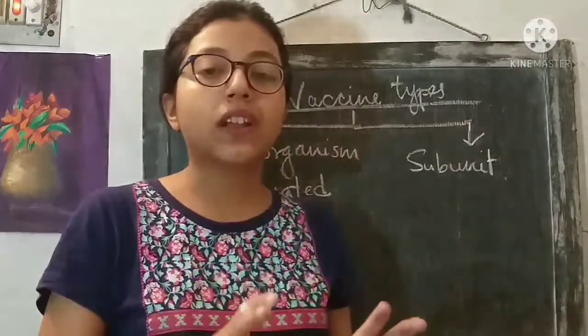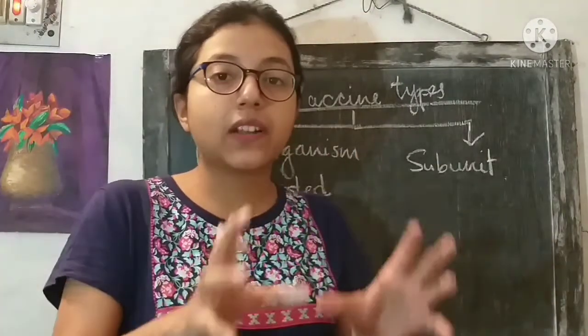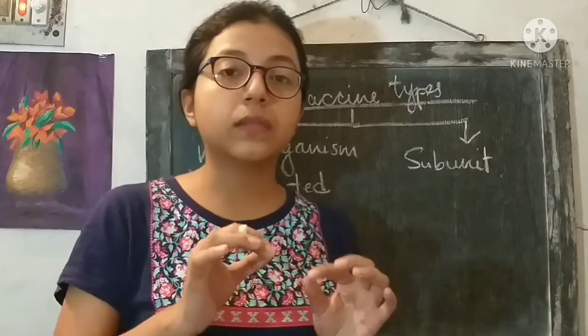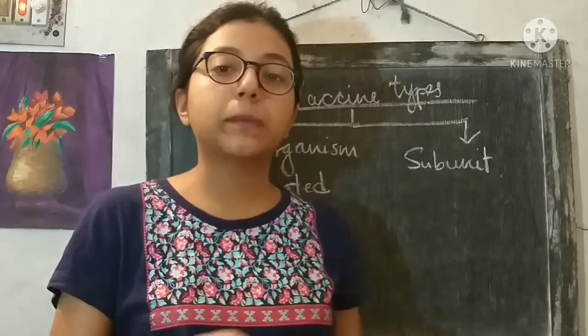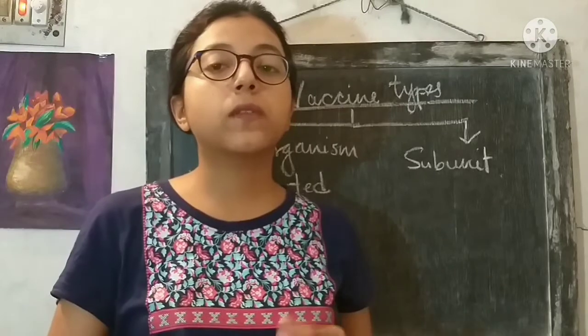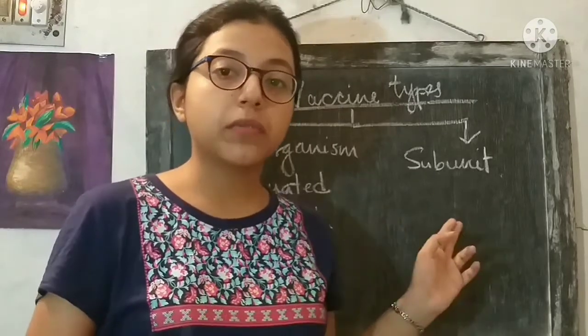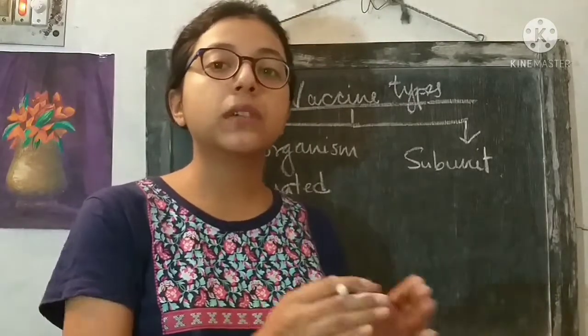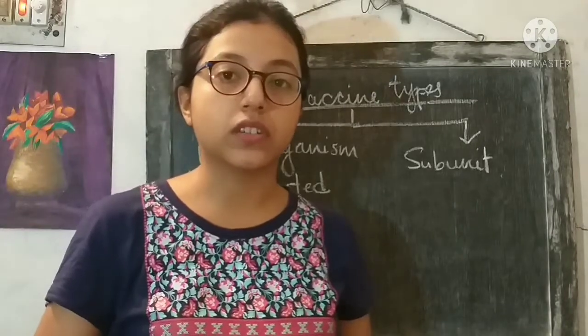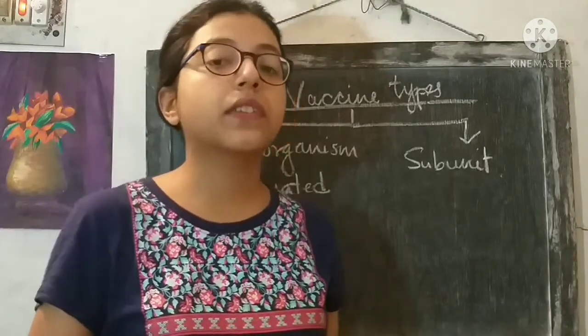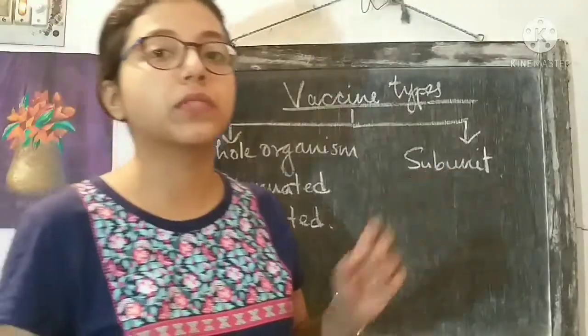The entire organism is not pathogenic. Only certain portions of the structures of the pathogen are responsible for the pathogenicity. So in subunit vaccines, only the pathogenic portions are added in the vaccine mixture. This is the difference between the whole organism vaccine and the subunit vaccine.